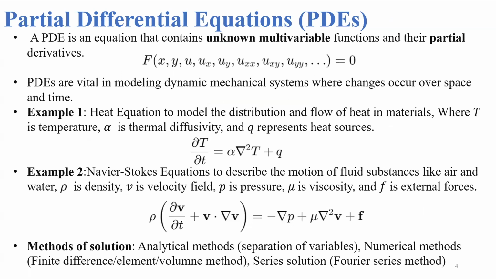Now, while this was the case of a single variable, we might have multiple variables such as x, y, z, and so on. So these are called partial derivatives. In this equation, we have the variables x and y, and the function u, and then we have u_x, u_y, u_xx, the second derivative, u_xy, the second derivative with x and y, and so on. A PDE is vital in modeling dynamical mechanical systems where changes occur over space and time.